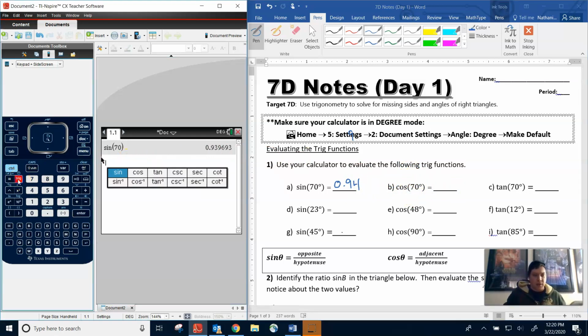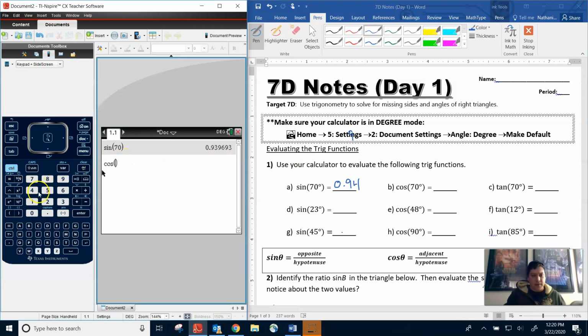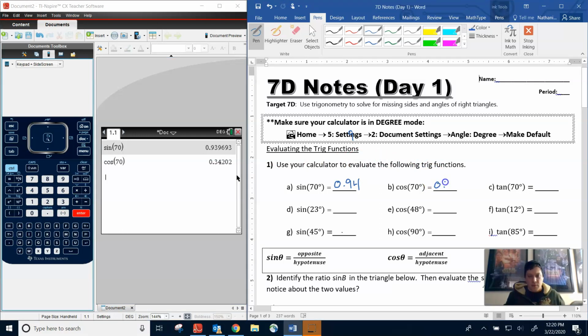Let's try cosine now. So this one is going to be trig. Go to cosine, and we're going to do cosine of 70 this time. Cosine of 70 is about 0.34. Look at that 2. The 2 rounds down, so we're just going to have 0.34.